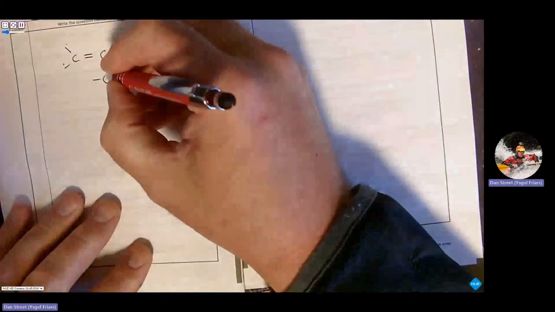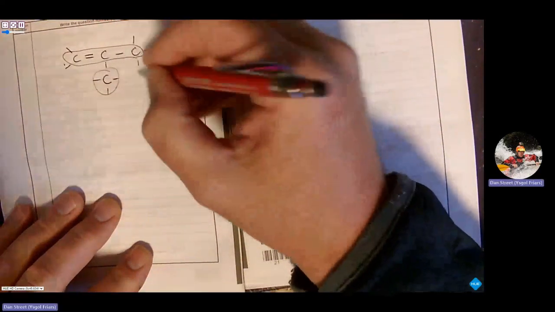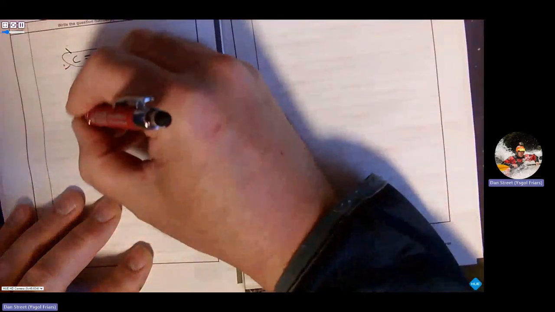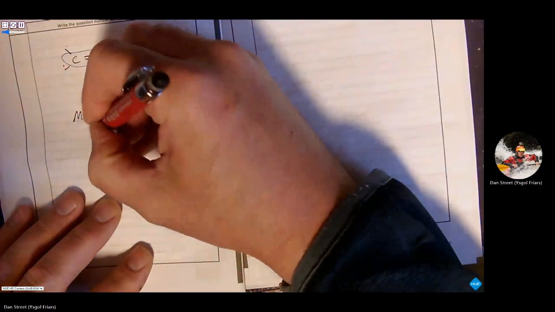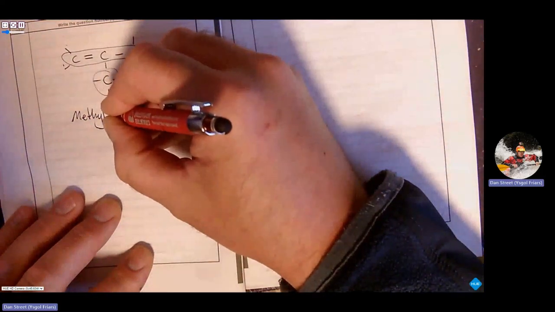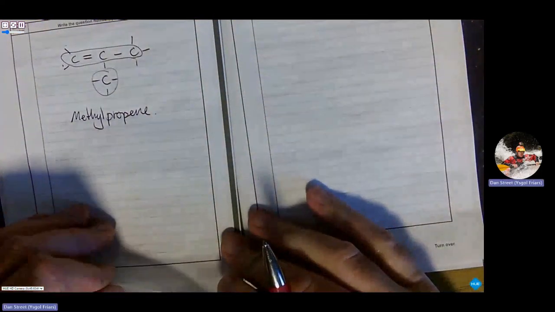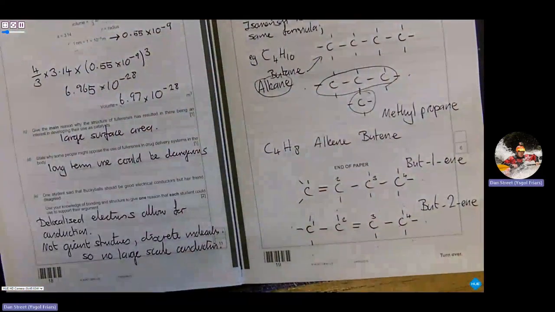And this one here, we've got a carbon chain of 3. So we've got methyl, that's the methyl group there. And this is 3 carbons in a row with a double bond, propene, so methylpropene. Okay, so those are the isomers for those 2 different formulae.